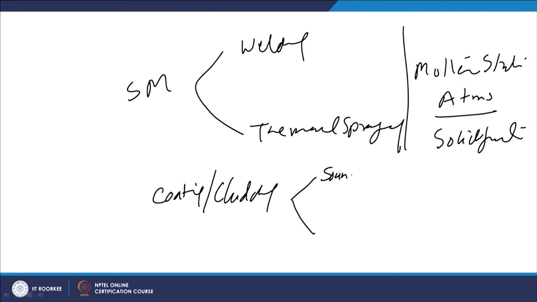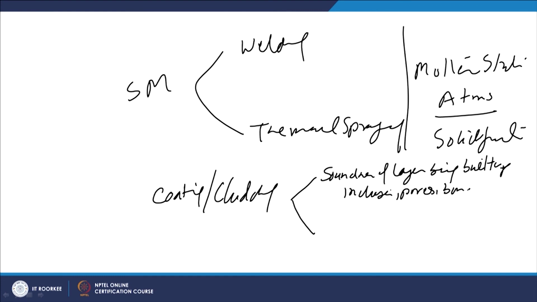One is the soundness of the layer being built up, which we may see in terms of the presence of inclusions, pores, bonding, or cracks at the surface of the coating being developed, and this happens primarily due to the inherent nature of the process itself. What are the factors that govern these aspects? About that we will be talking later.